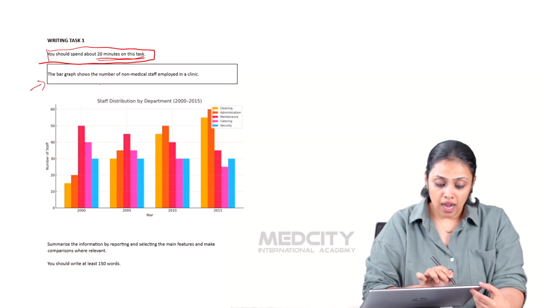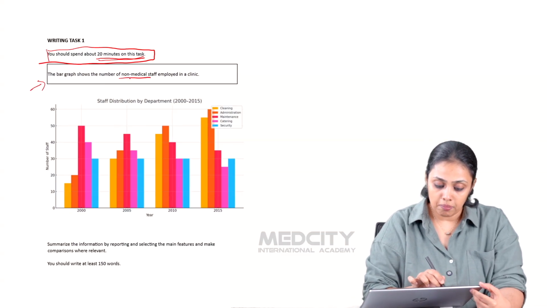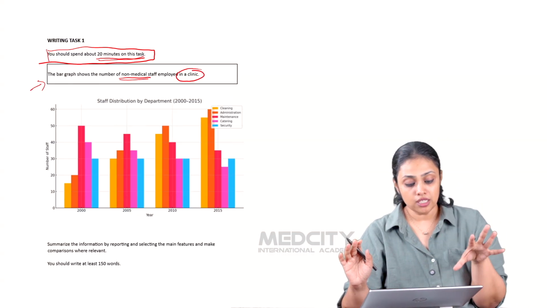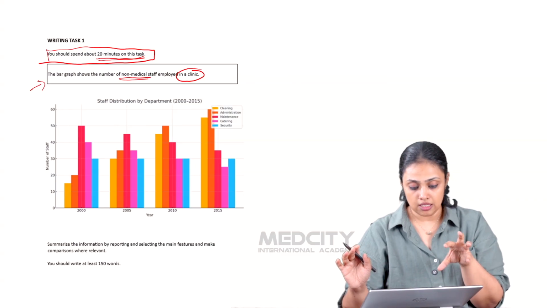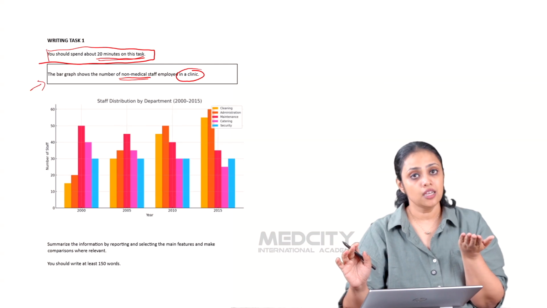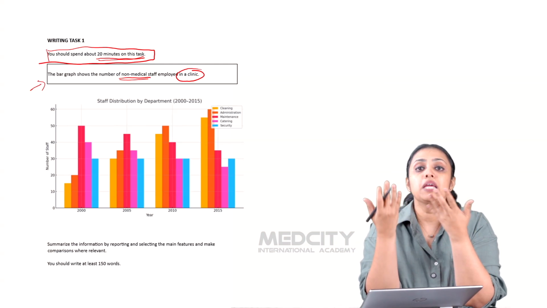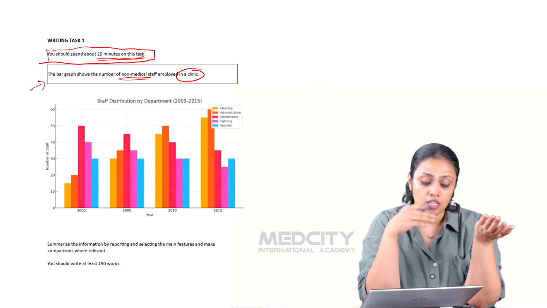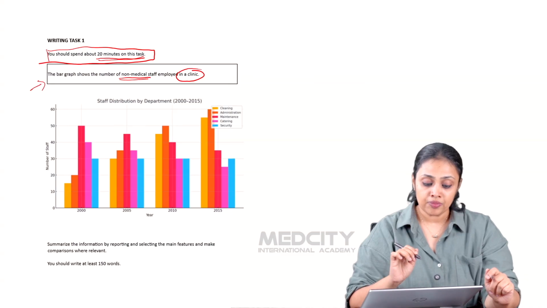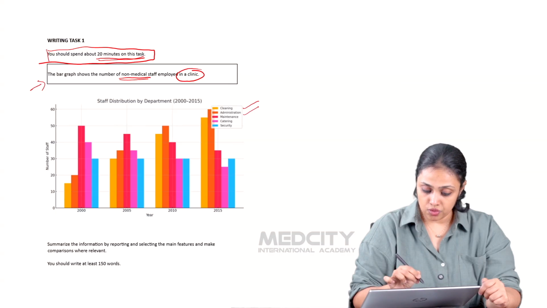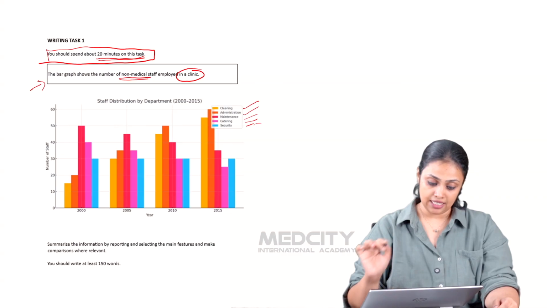What does it say? The bar graph shows the number of non-medical staff employed in a clinic. It portrays the staff in a clinic, but specifically the number of non-medical staff. Obviously, in a clinic, we'll have medical staff, doctors and nurses, but this graph does not include those, only the non-medical staff. Which categories have they considered? Cleaning, administration, maintenance, catering, security. We have 5 different categories here.